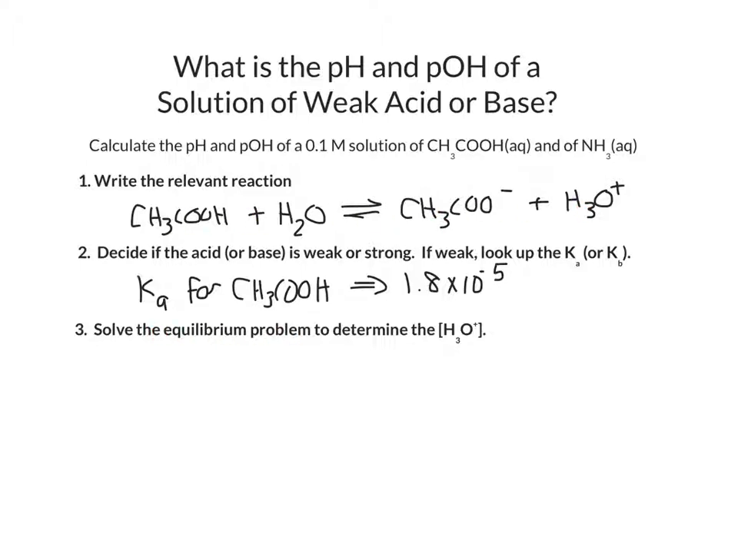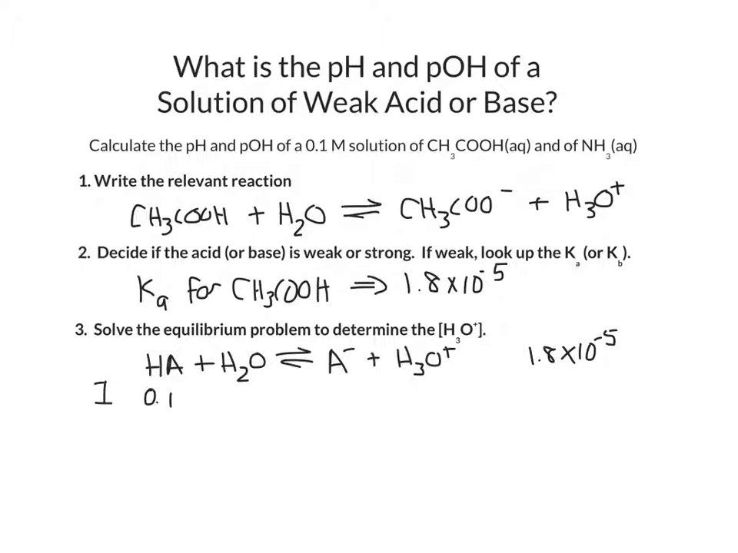So we need to write an ICE table. And I'm getting tired of writing CH3COOH, so I'm going to write HA. Recognize that the A stands for the acetate. HA plus H2O is going to form my conjugate base, acetate, plus H3O+, with an equilibrium constant of 1.8 times 10 to the minus 5. And I know that initially I start with 0.1 molar of my acetic acid, and I have no acetate or H3O+. I haven't put any of that in my beaker.